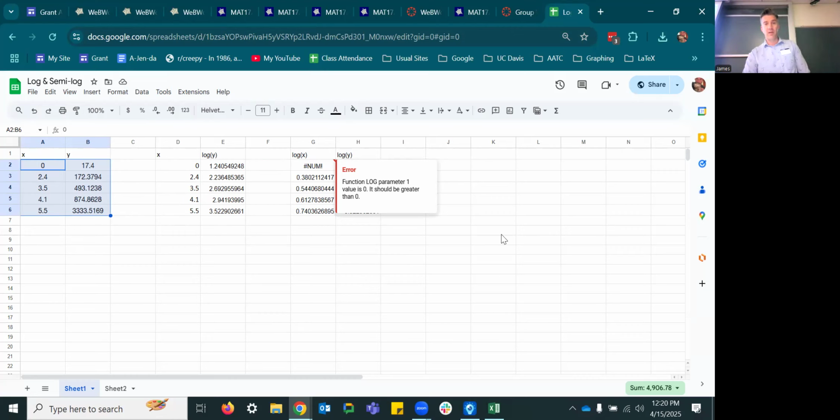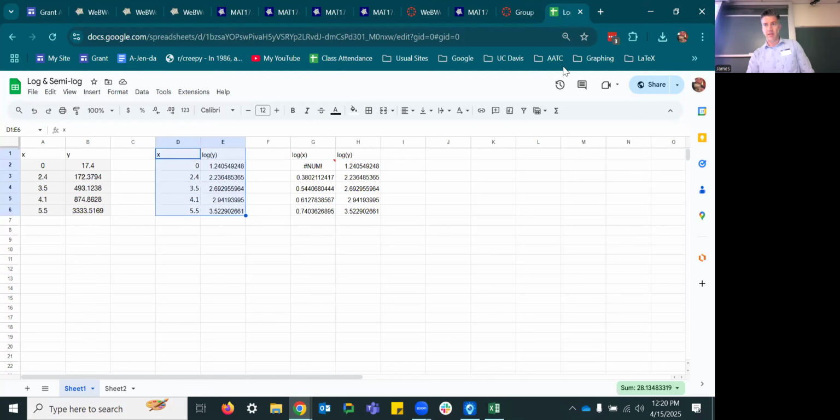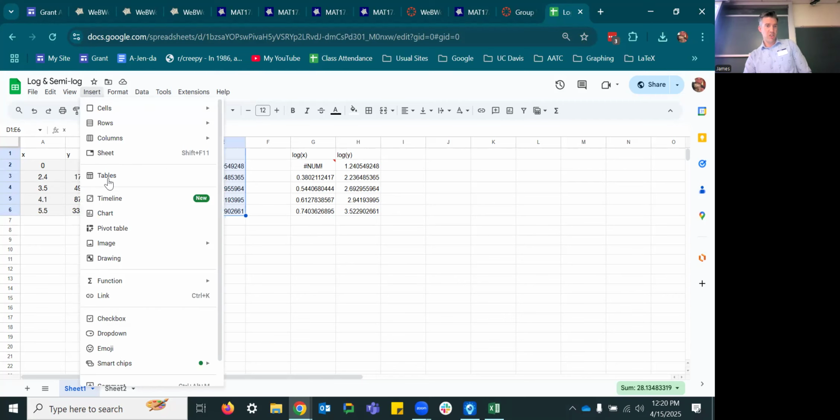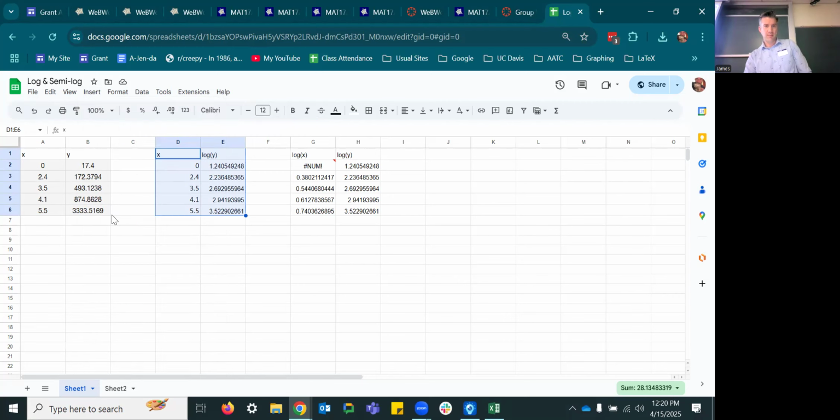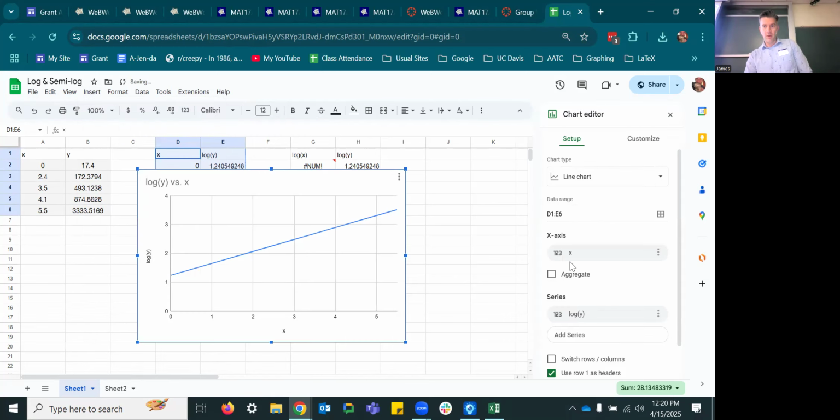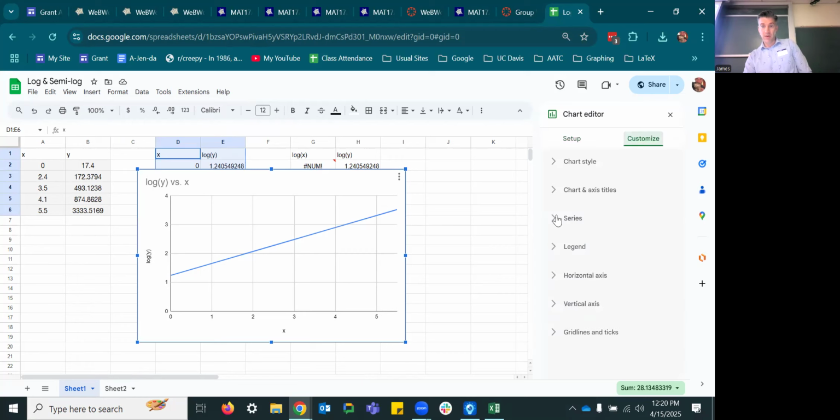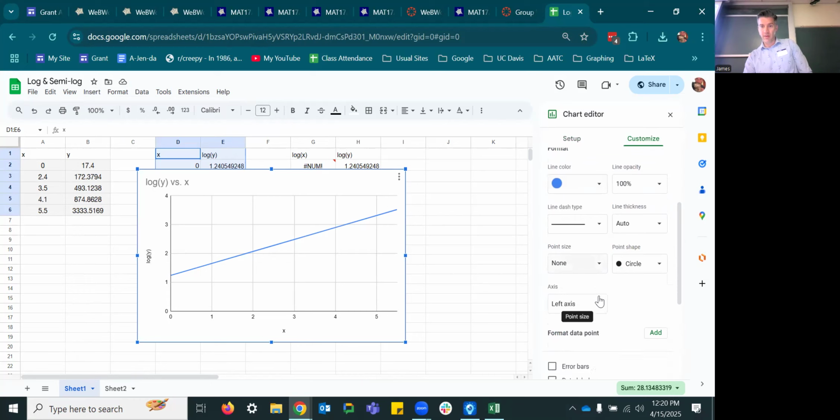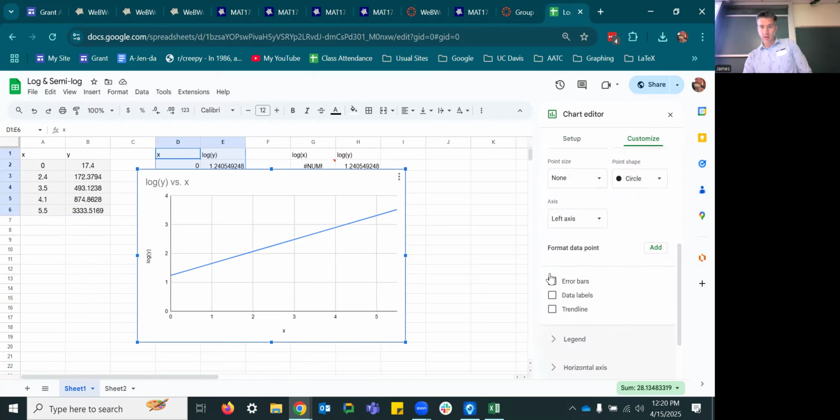So let's see if it's semi-log first. So we'll take this. And then if we're using Google Sheets, we do something a little bit different. Let's see if I remember what to do. I think we go to insert, a chart. I guess that's kind of the same. And then we're going to go over here to customize. We're going to go to series. We're going to scroll down to the trend line.